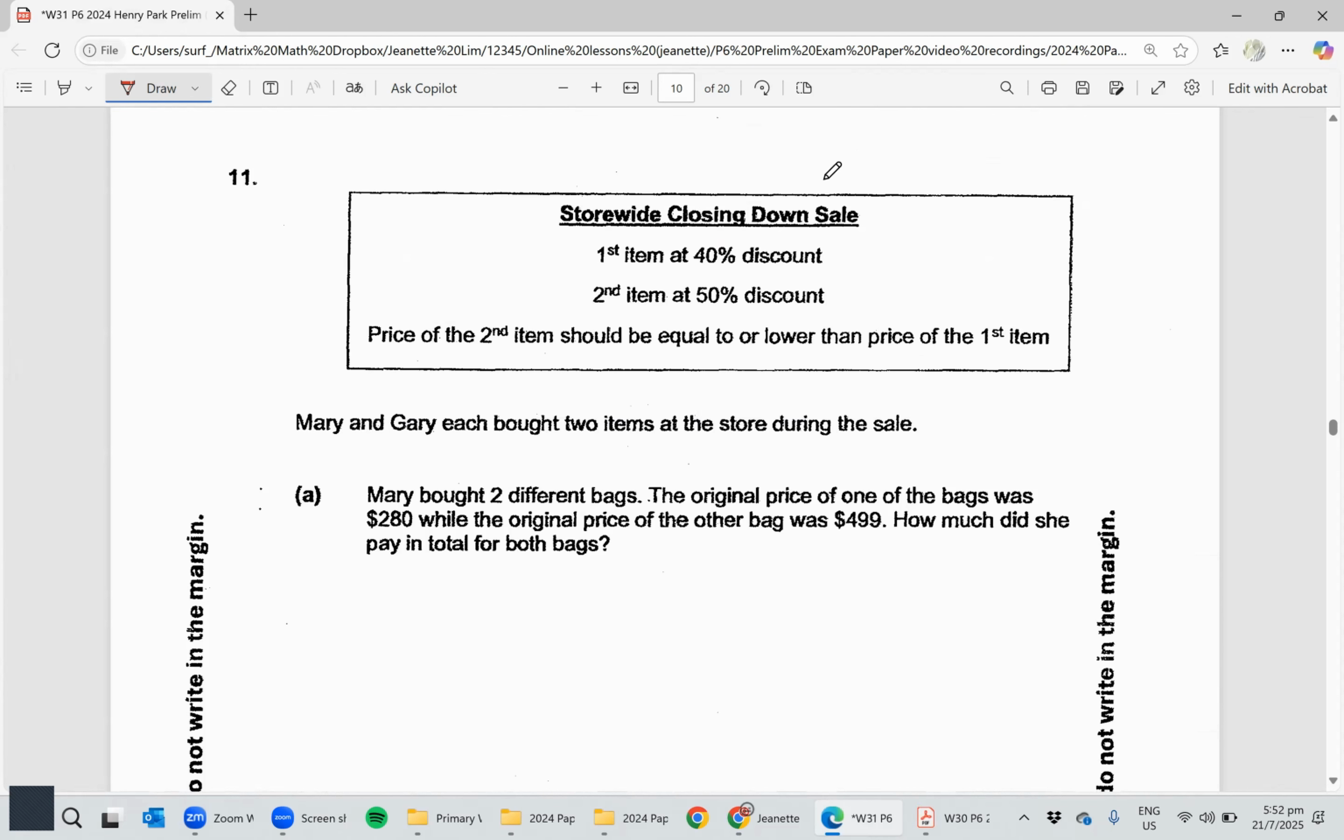Now, according to this discount, right, if you only buy one item, it's a 40% discount. If you buy a second item, you get 50% off just the second item, on top of the 40% for the first item. Okay, but the thing is that the second item should be the cheaper one, either equal or cheaper. So identify which one's your first, which one's your second item. Your first item would be the more expensive one, $499. So the amount that you're paying would be 60% since there is a 40% discount. Okay, so 60%, which is 60 over 100, of $499.